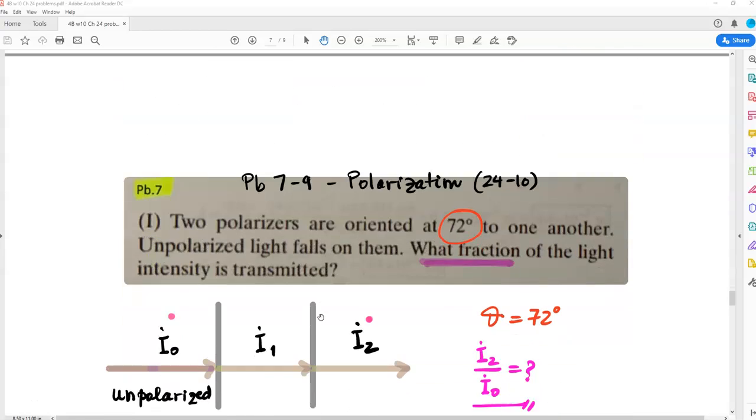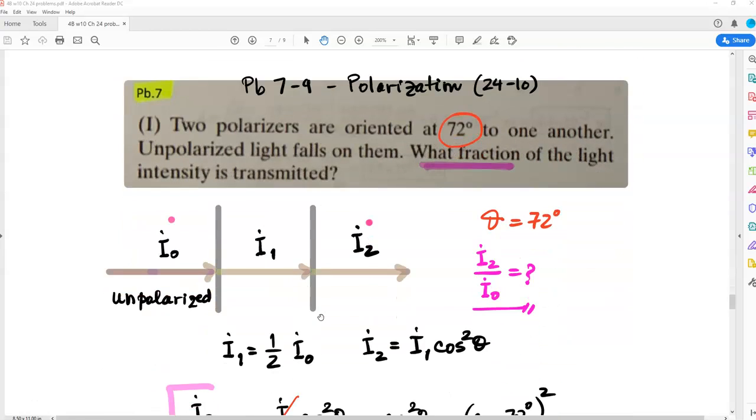Alright, so here comes part 3. We are at problem 7. Problems 7 through 9 are from the polarization section, 24.10. So you have two polarizers that are oriented 72 degrees to one another. Here's your first polarizer, here's your second polarizer, and this is just a cross section.